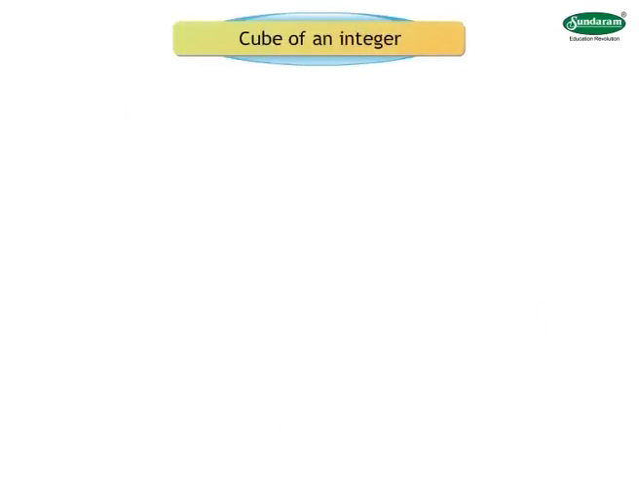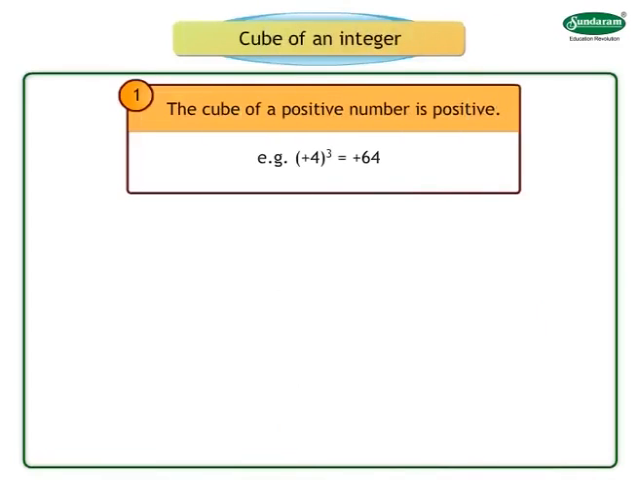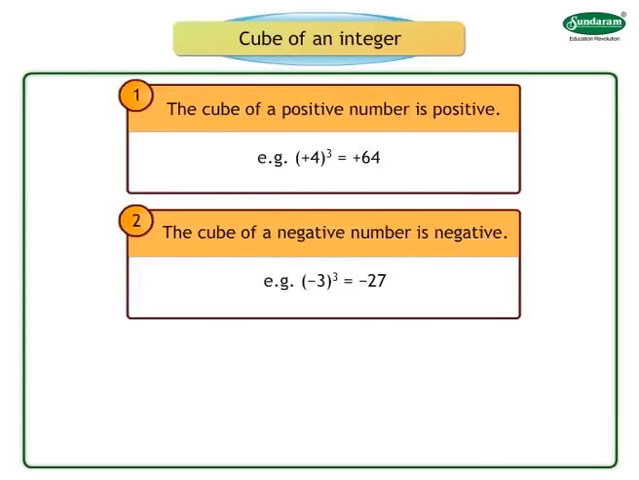Let us remember the important points. 1. The cube of a positive number is positive. For example, positive 4 cube is equal to positive 64. 2. The cube of a negative number is negative. For example, negative 3 cube is equal to negative 27.